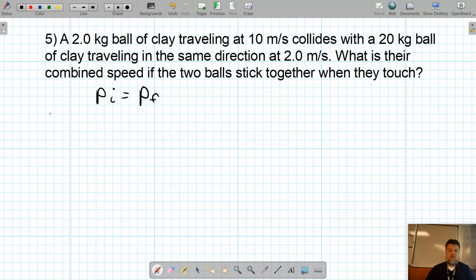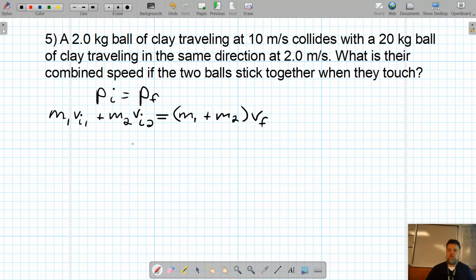That means I have the mass of ball 1 times the initial velocity of ball 1 plus the mass of ball 2 times the initial velocity of ball 2. And then the final would be, because they stick together, M1 plus M2, and they would be traveling at the same final velocity.